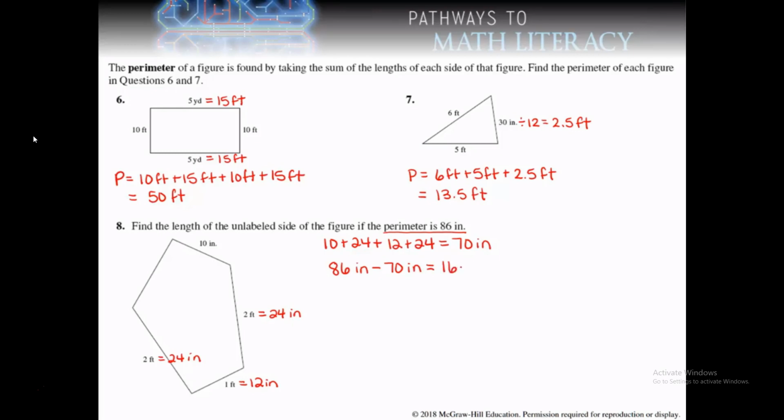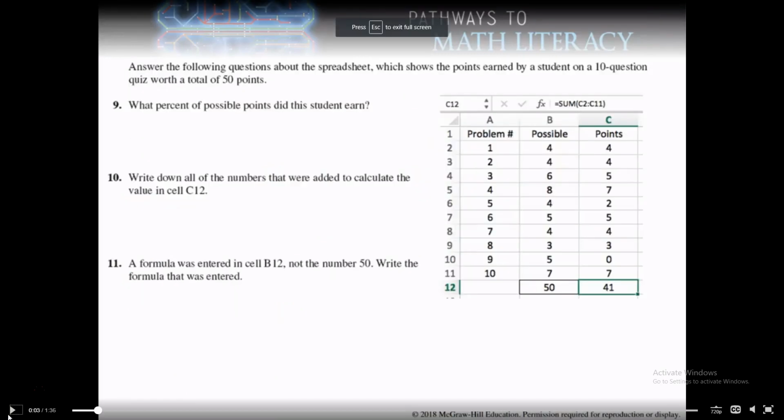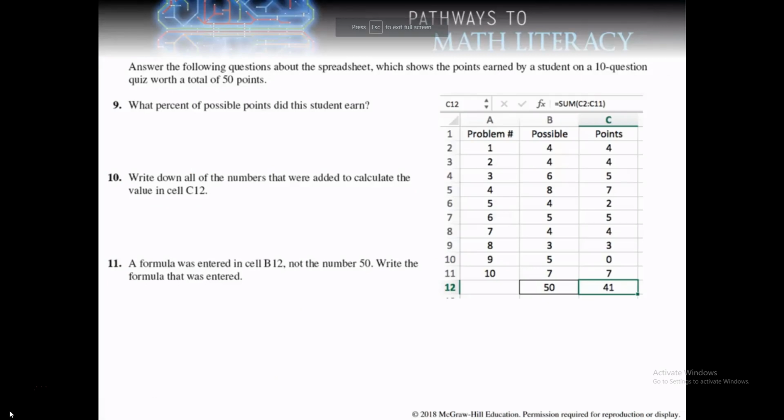For these questions, we're given an Excel spreadsheet with problem numbers, points possible, and the number of points earned by a student on a quiz. In 9, what percent of possible points did this student earn? Well, this student earned a total of 41 points out of a total of 50 possible. So 41 out of 50 comes out to 0.82, which is 82%.